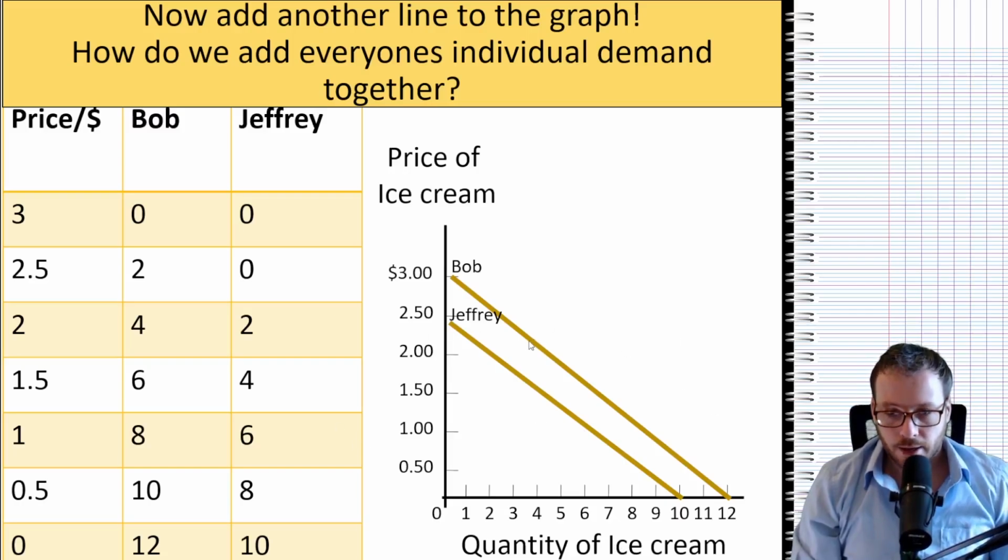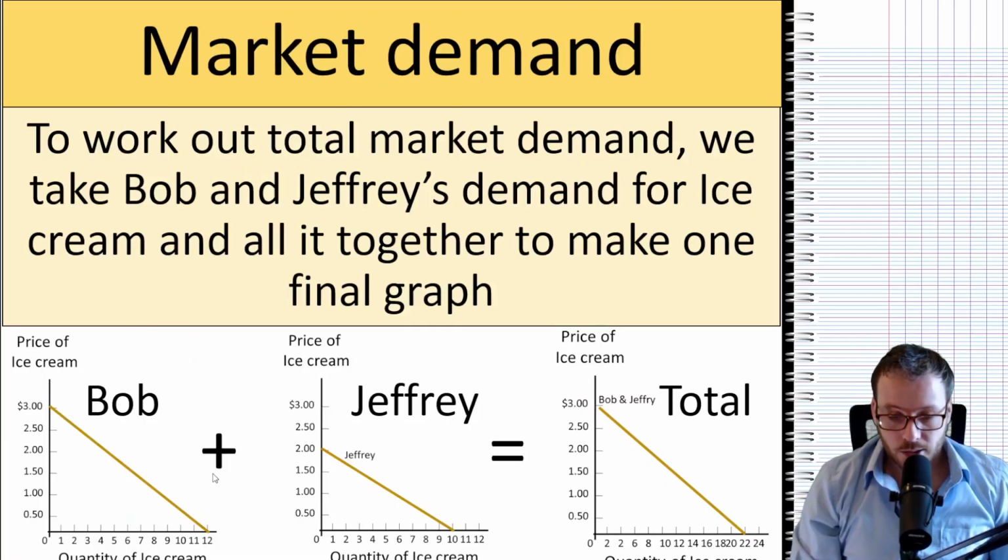We've put this on the graph. Now what we need to do is combine Bob and Jeffrey's purchases together, and that will show us the total market demand. So this is done in this way. We've got Bob's demand, Jeffrey's demand, and we add them together. We can see on the scale at the bottom, the scale has now increased. So it's not a matter of adding these lines together and it rises. All we're doing is saying how much at each price Bob and Jeffrey are willing to buy.